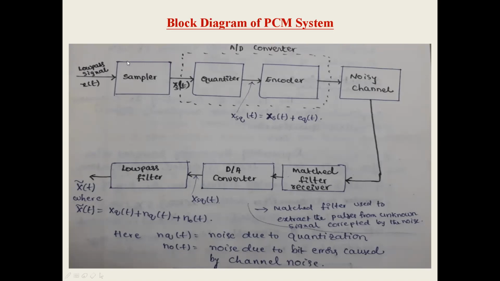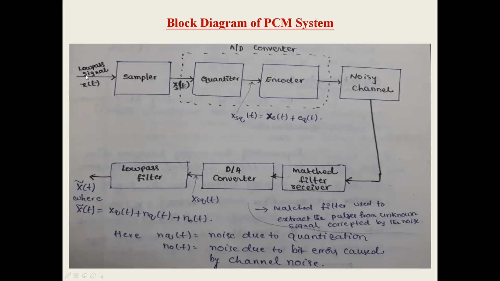In this block diagram, the first element is a sampler. What is the input to this sampler? The input to the sampler is x(t). This x(t) is a band limited low pass signal. Why am I saying it is a band limited low pass signal? Before applying to this sampler, this x(t) signal is passed through a band limited low pass filter, in order to avoid the aliasing effect.